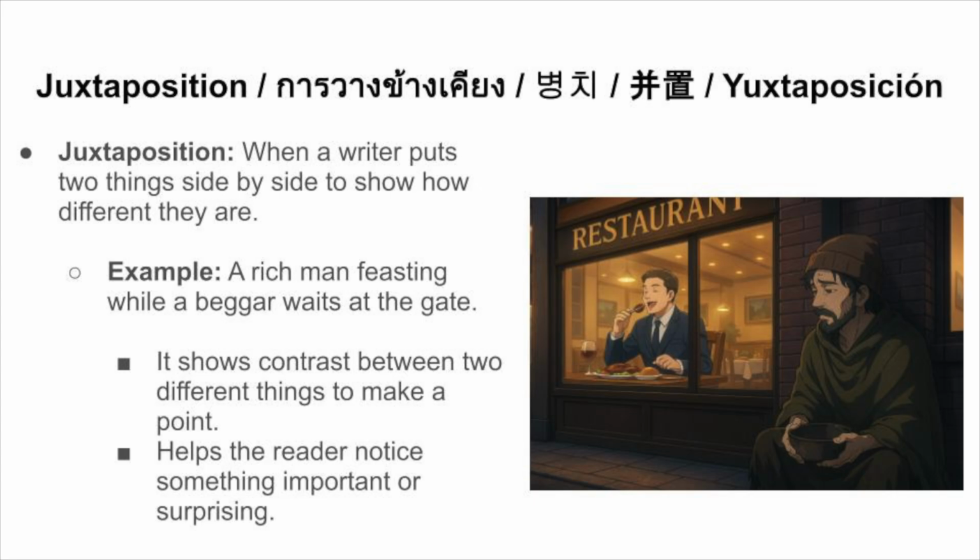Slide 6, juxtaposition. Juxtaposition is when a writer puts two things side by side to show how different they are. For example, a rich man feasting while a beggar waits at the gate. Juxtaposition shows contrast to make a point and helps the reader notice something important or surprising.